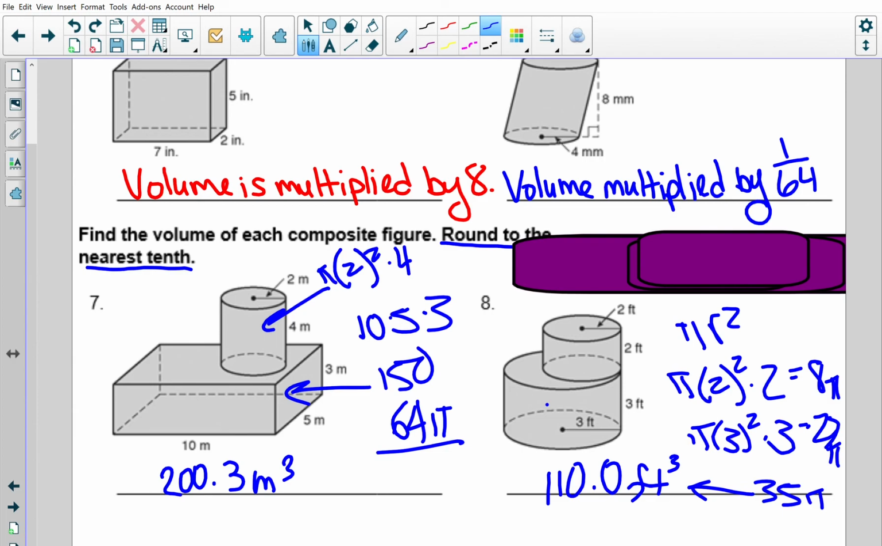Back to this one over here. I did something wrong. 50 times 3 is 150. I'm confident there. Pi r squared h. 2 times 2 is 4. Oh, it's 16. What a butthead. Sorry. So 150 plus 16 pi. 16 times 3 is 48. So this is much better.